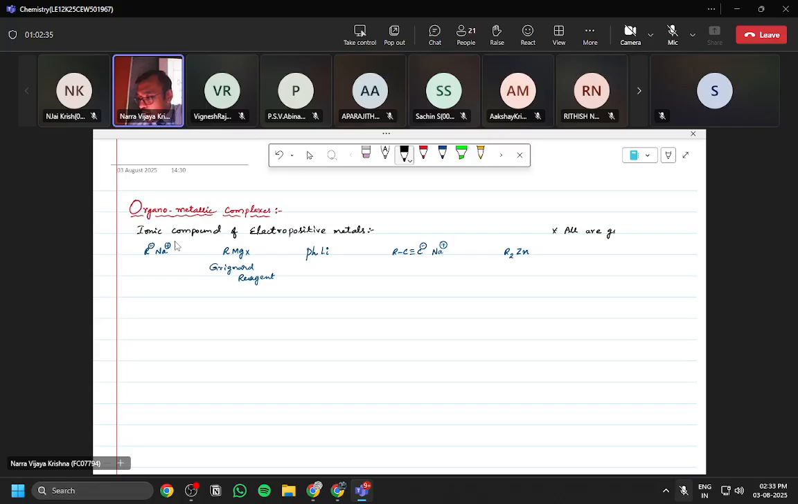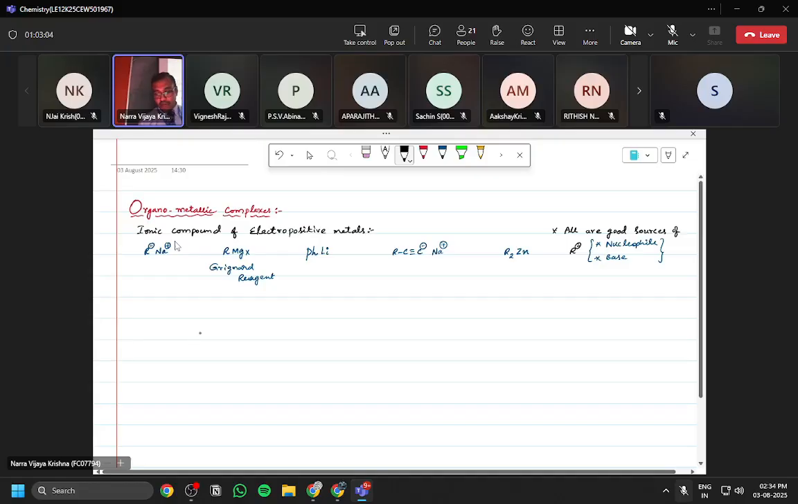All are good sources of R minus. This R minus can act as a good nucleophile, or it may behave as a good base also. If there is acidic hydrogen, then it behaves as a good base. Correct or not? For example, same RMgX I have taken, and I have taken water.